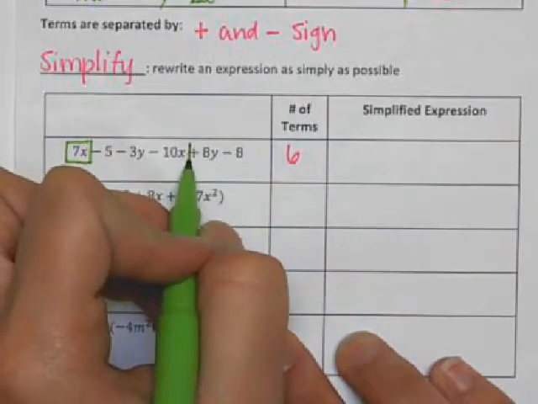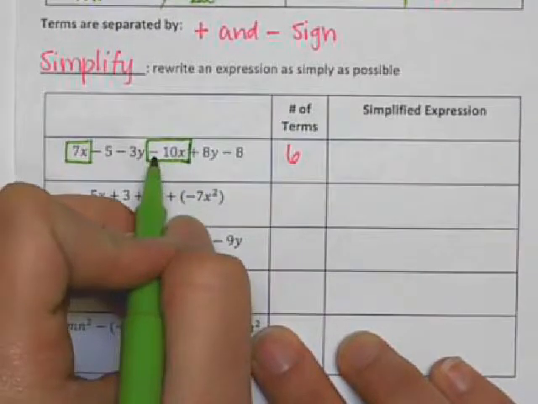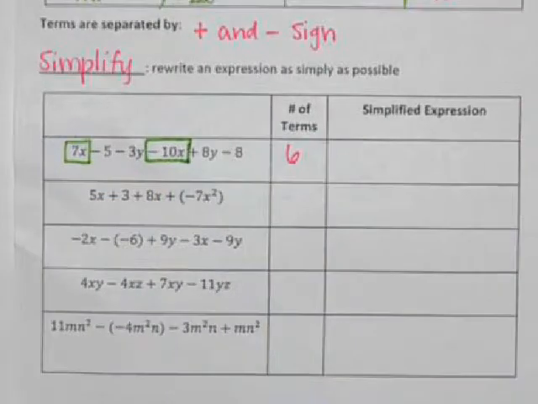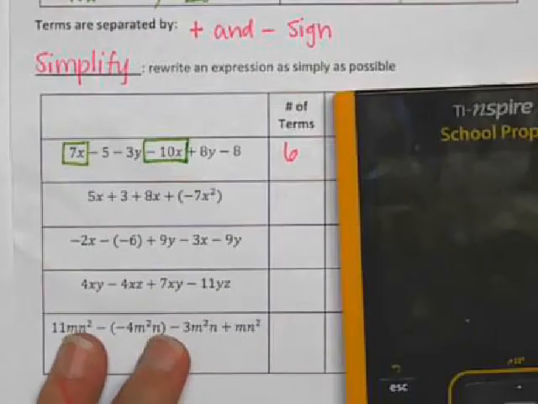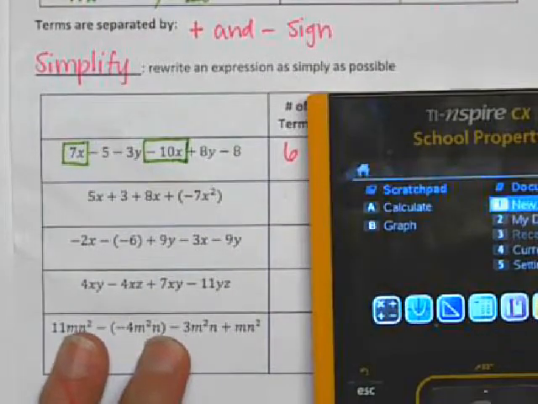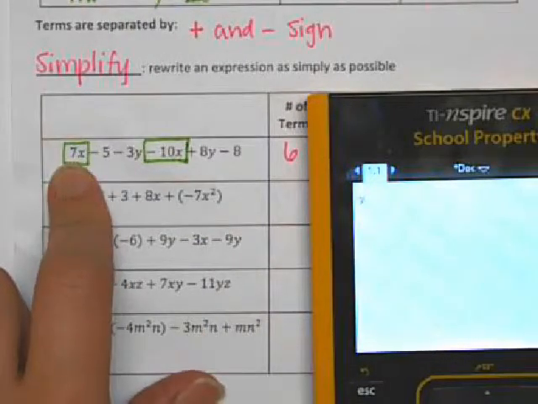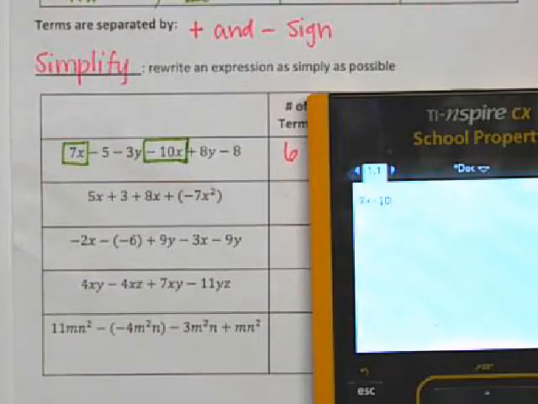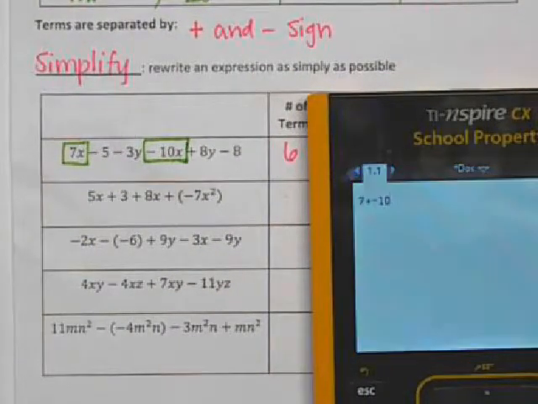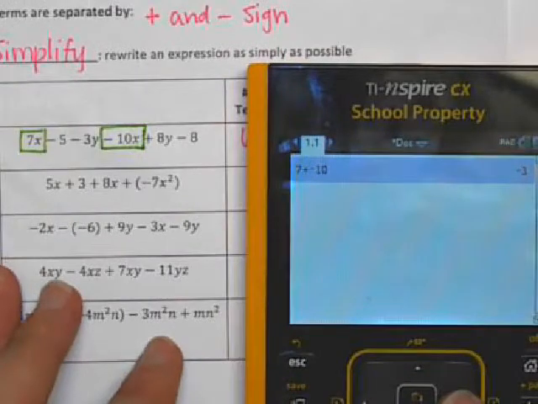So I'm going to put a box around this, and I'm going to include the sign in front of it with it, okay? Now, I'm combining my like terms, so I'm actually going to be adding because combine means add. So in my calculator, I'm going to take 7 plus a negative 10. Let me see if I can darken this up just a little bit so you can see. There it is. So 7 plus negative 10, which would give me negative 3.